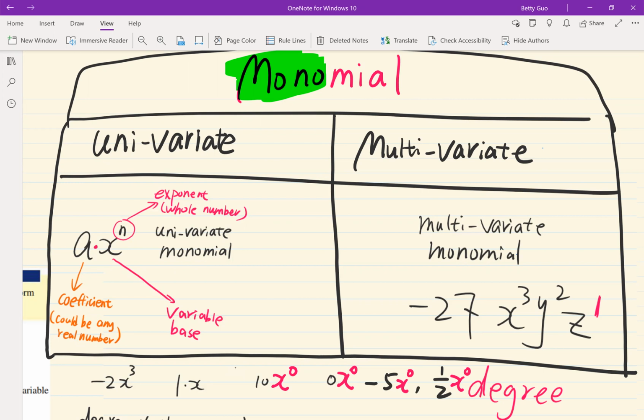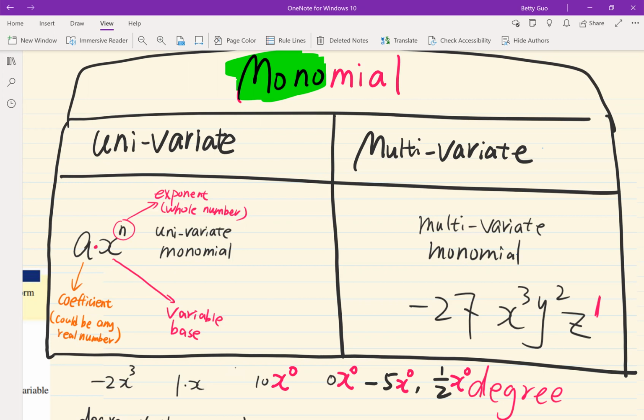Third part, on the shoulder of the base, we have a degree. The important thing is the degree has to be a whole number. So n here cannot be -1, because -1 is not a whole number, right? The degree here cannot be one half, because half is not a whole number, right? Okay.